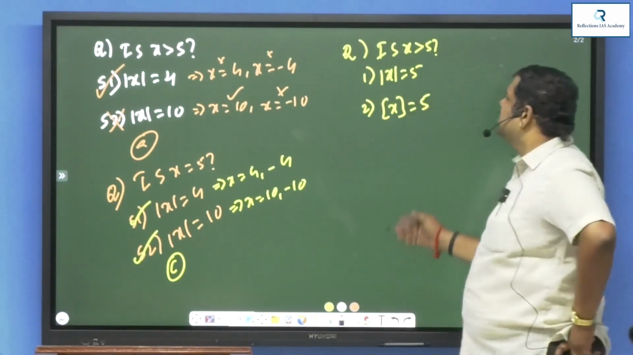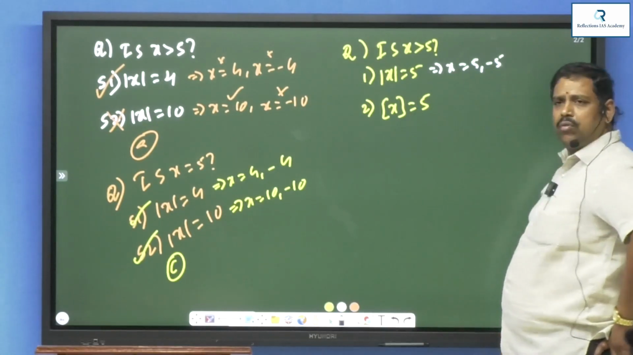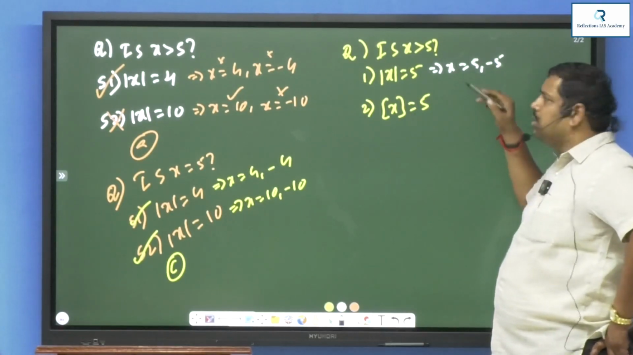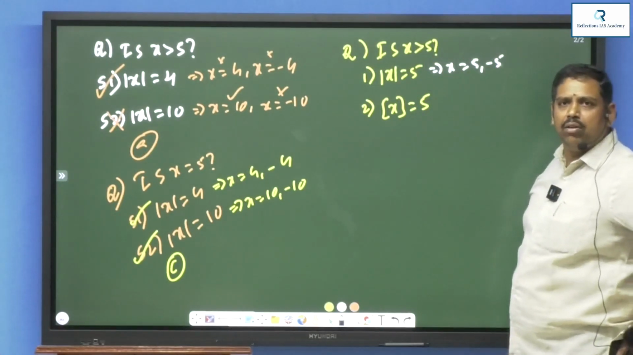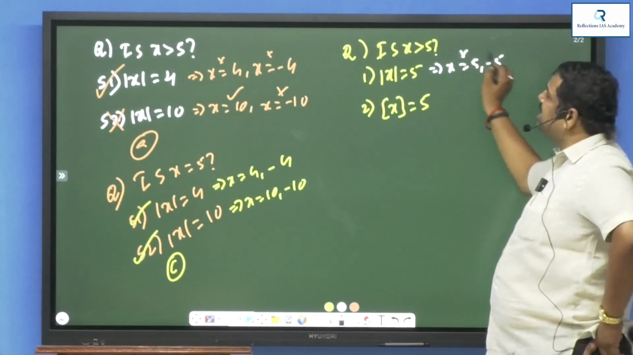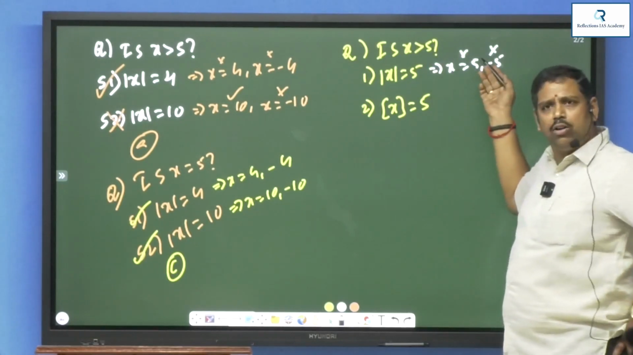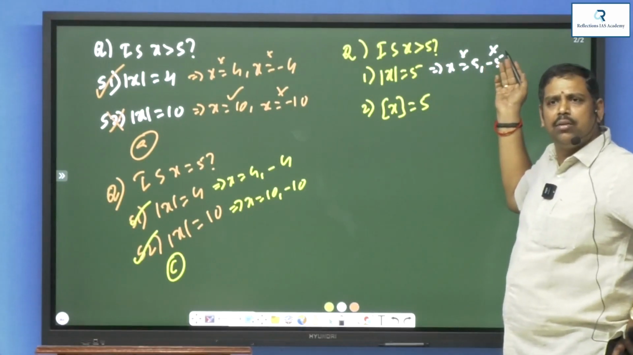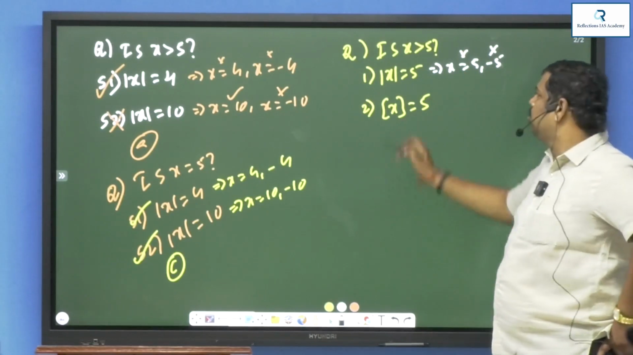Here what I am feeling is if mod x is equal to 5, that means x is equal to either 5 or minus 5, right? Suppose x is equal to 5, is 5 greater than 5? Wrong. Minus 5 greater than 5? Wrong. So I got a conclusion. If mod x is equal to 5, x greater than 5 is wrong. I got a conclusion, which means data is sufficient.